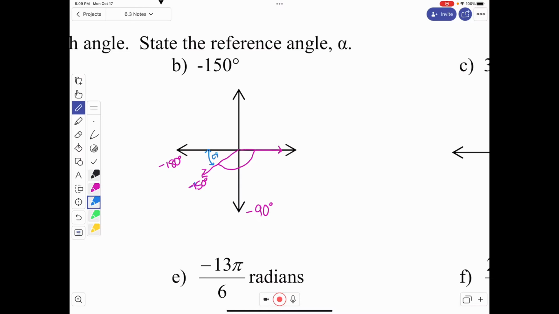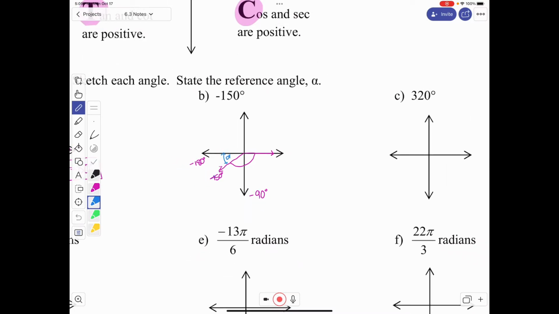In here is going to be alpha. If this is negative 150, how much further does it go to get to 180? Well, that would be 30 degrees. And our reference angles are always positive. It's the distance from the terminal side to the x-axis, and the distance is always positive.